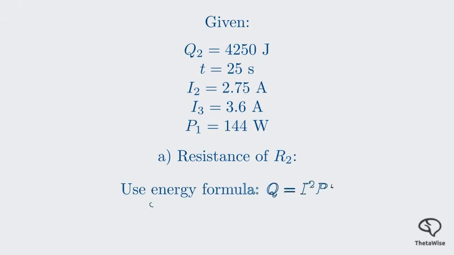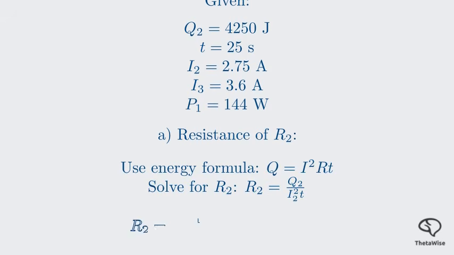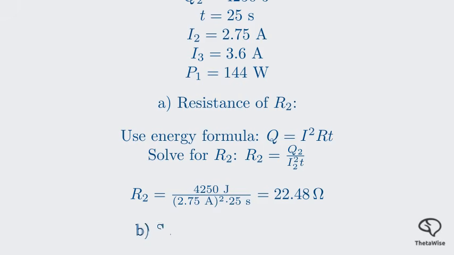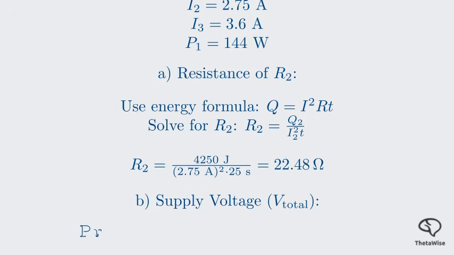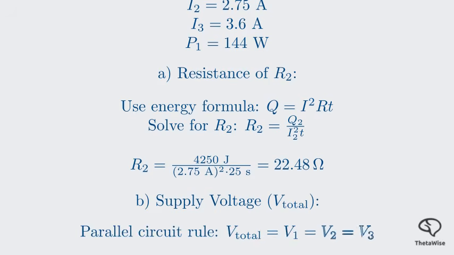We'll use the energy formula Q equals I squared RT and solve for R2. Plugging in the numbers, R2 is 4250 divided by 2.75 squared times 25. This gives us approximately 22.48 ohms. That's our first answer. Next, let's find the supply voltage, V total.